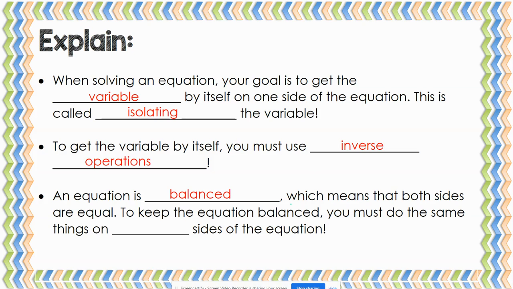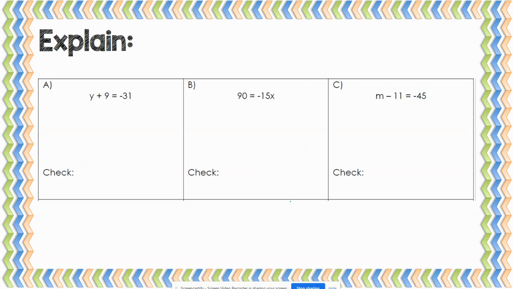An equation is balanced, which means that both sides are equal. To keep the equation balanced, you must do the same things on both sides of that equation. Let's look at some examples.